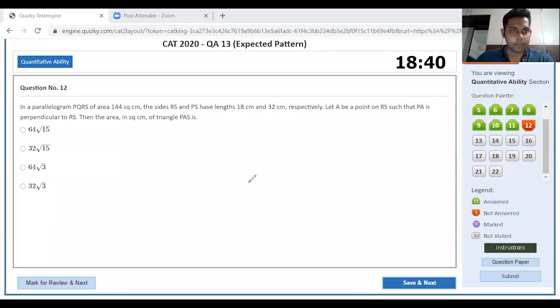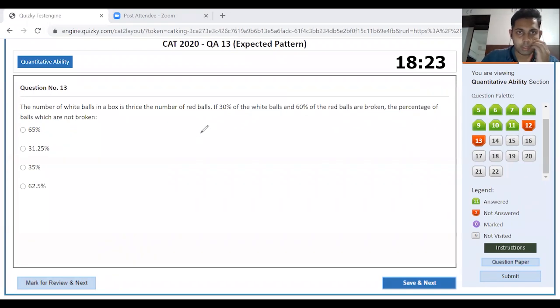So, parallelogram, perpendicular. These sort of take a little bit of time. Just move ahead. We'll come to this later.